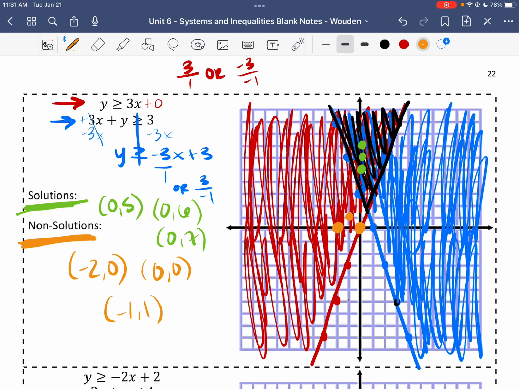Cool. Again, it does not matter what points you choose, okay? As long as it is not in your shaded area, it's a non-solution. And if it's a solution, it has to be in your overlapping shaded area. Okay, so we just care about the overlap when we're talking about systems of inequalities.